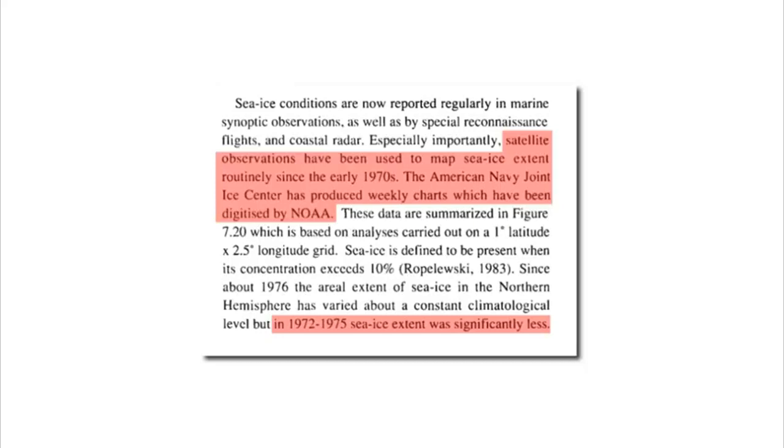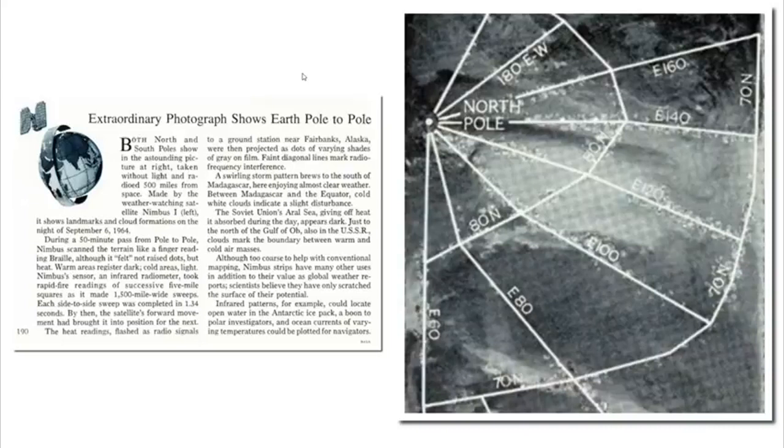But the IPCC report said the exact opposite. Satellite observations have been used to map sea ice extent routinely since the early 1970s. This shouldn't surprise anyone because we went to the moon in 1969. We actually have satellite data from earlier than that.